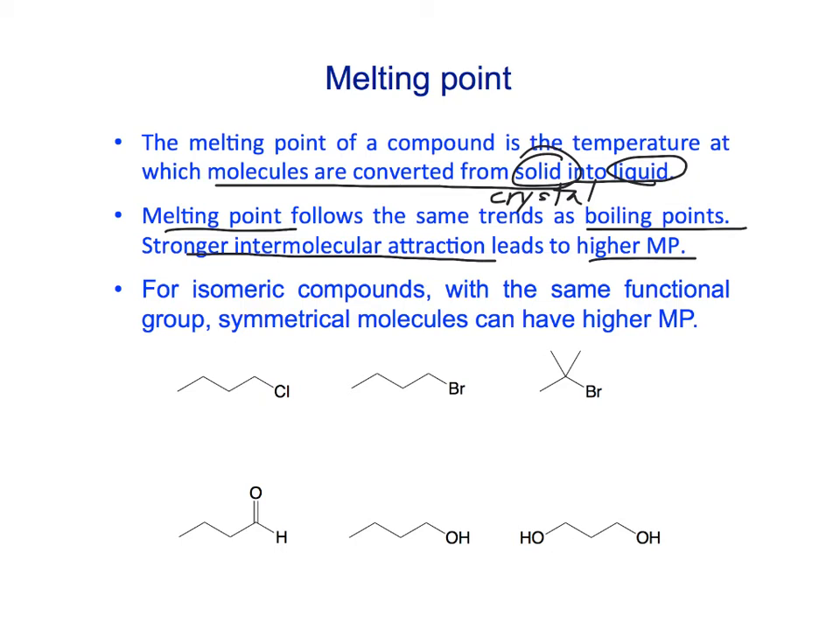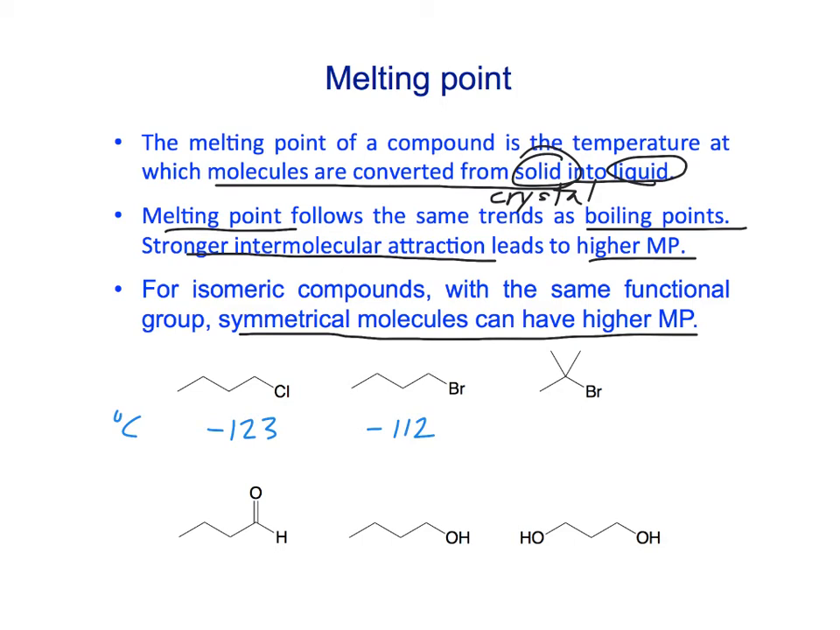The difference comes in when we have isomeric compounds with the same functional groups: if they're more symmetrical, they have a higher melting point, because the symmetrical compounds more easily pack together into a crystal structure. So let's see if it follows the same trends here. The chlorobutane has a melting point of minus 123 degrees Celsius, right? Like with the boiling point, when we switched from chlorine to bromine, we saw an increase to a higher temperature. So the melting point of bromobutane is minus 112.